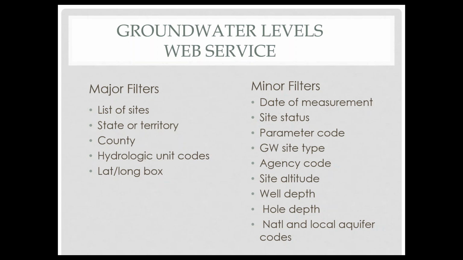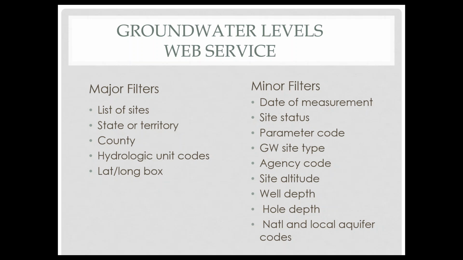You can also say, I only want site data from sites with well depths greater than or between this amount, or sites that are within this national aquifer code. So you can provide the national aquifer code as long as the local center populated that in the database. You can use that to filter your list of sites that you're pulling data from.